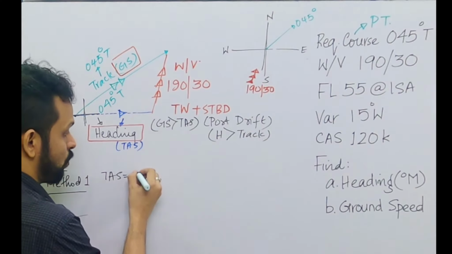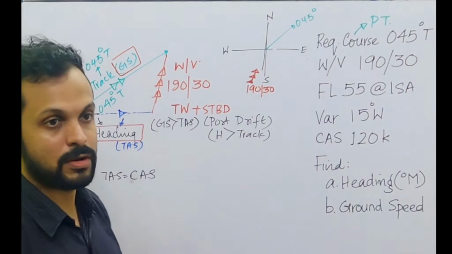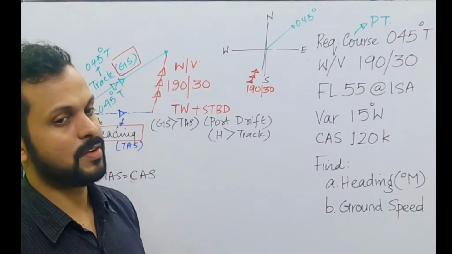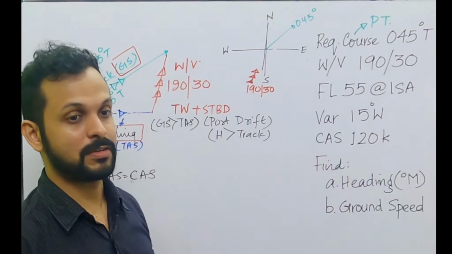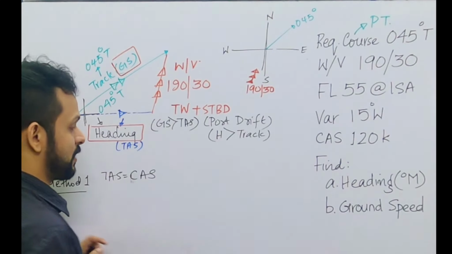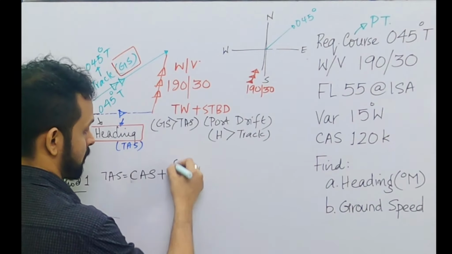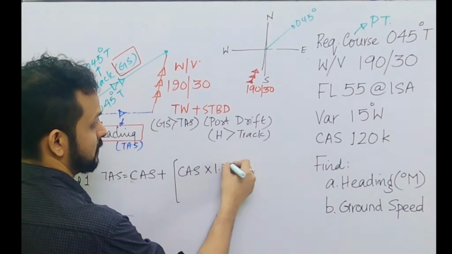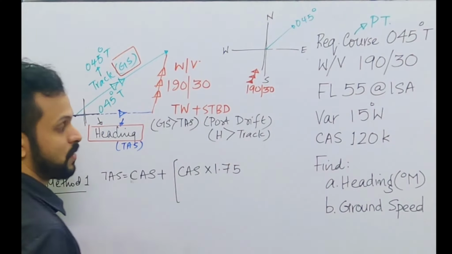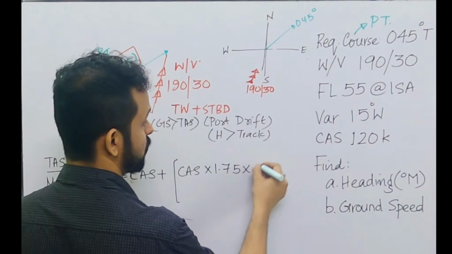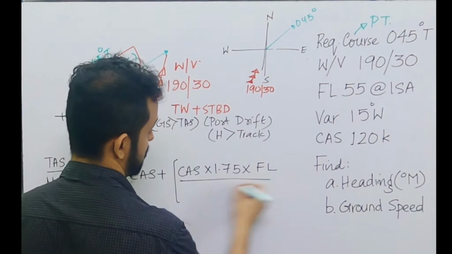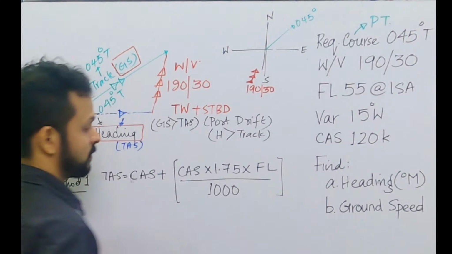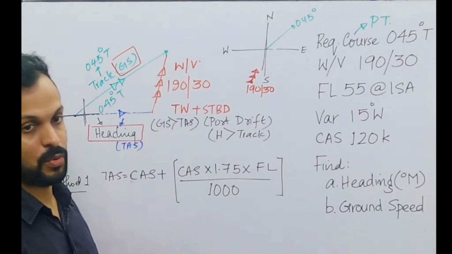If you refer to older textbooks, the older aeronautical AME textbooks, and I believe even the aviation textbooks, it's represented as rectified airspeed. Now we call it calibrated airspeed, plus, we increase it by 75%. So multiply with 1.75 into your flight level divided by 1000. Substitute in this equation and you will get the true airspeed.